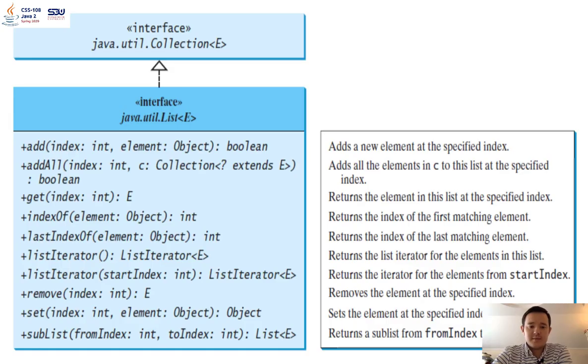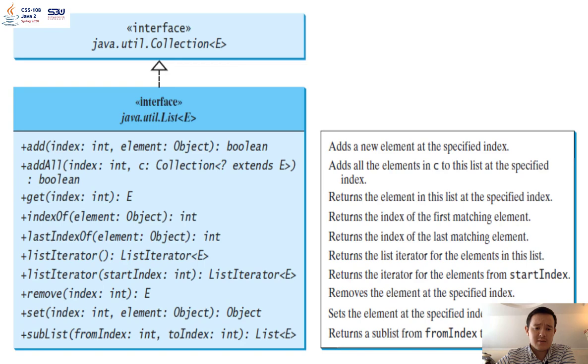All right, let's continue. Now let's talk about lists. A list is an interface that extends the collection interface, and it defines a collection for storing elements in sequential order. Two of the classes that implement the list interface are ArrayList and LinkedList. So ArrayList and LinkedList both have the same common methods you can see in this UML diagram. So the list interface has the add method.